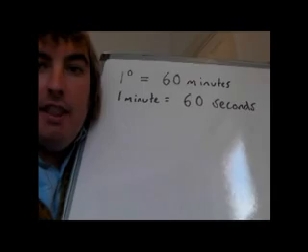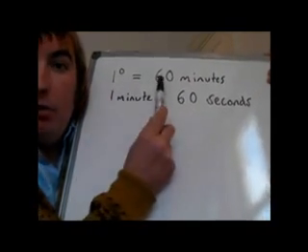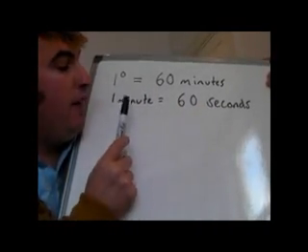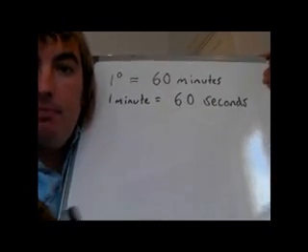So when we're measuring latitude and longitude, what we need to remember is that 1 degree is equal to 60 minutes, and then breaking it down further, 1 minute is equal to 60 seconds. Here we're looking at the chart, and we're just going to apply what we've learned so far to the actual chart practically. Along the bottom is the longitude scale, and up the side is the latitude scale.